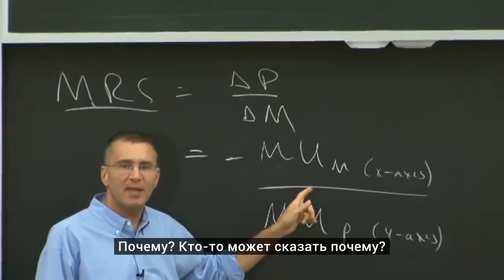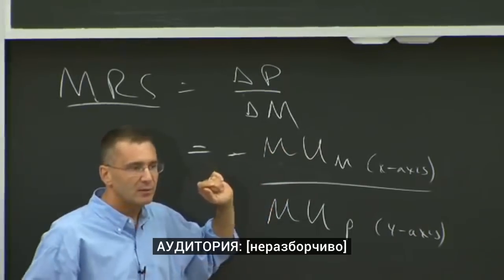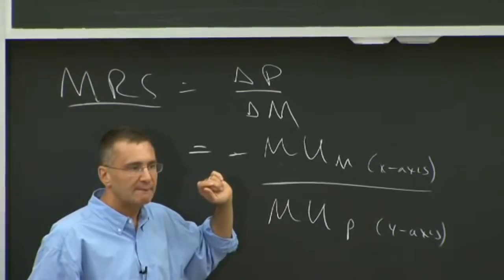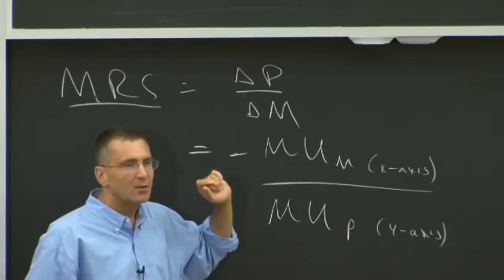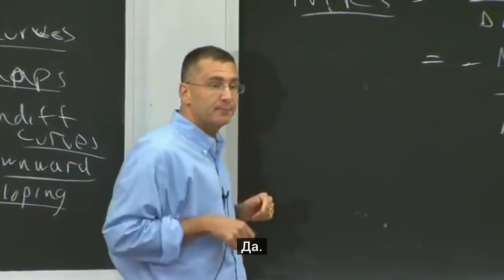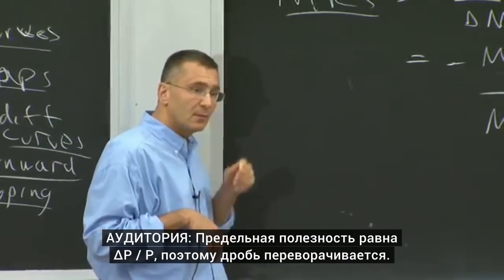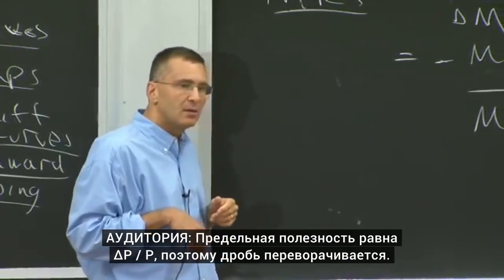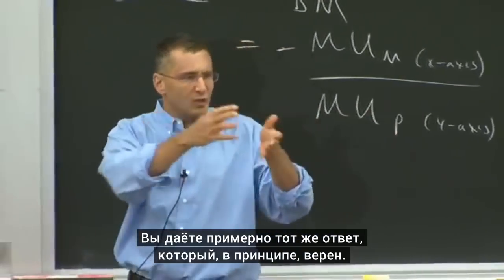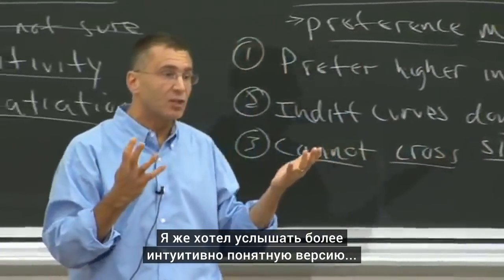Why is that? Can anyone tell me why that is? Why is it flipped when I define it in terms of marginal utilities? It's a denominator, so like it is utility over movies. Well, let me try for slightly more. How does marginal utility relate? Marginal utility is like delta utility over delta quantity, so it gets flipped because of that. Okay, yeah, you're giving the same answer, which is technically right. What I was more looking for is the intuitive version of that.